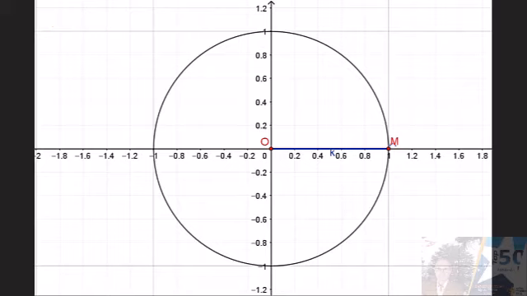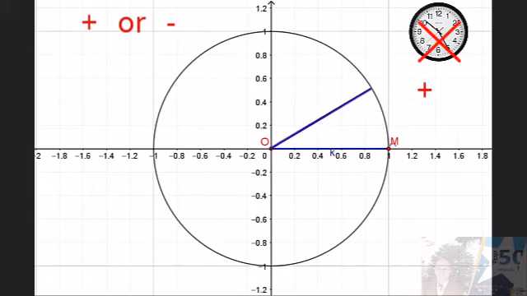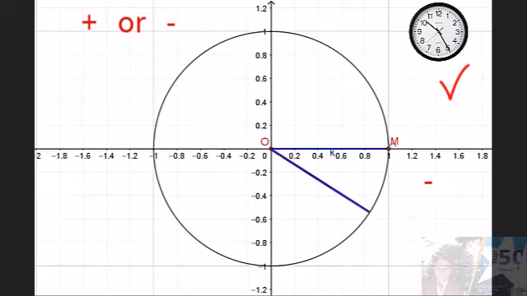An angle can be positive or negative. A positive angle is formed by a counterclockwise rotation of the terminal arm. A negative angle is formed by a clockwise rotation of the terminal arm.